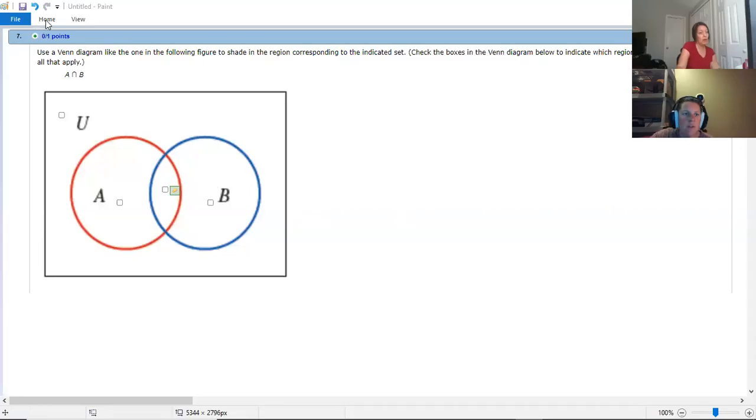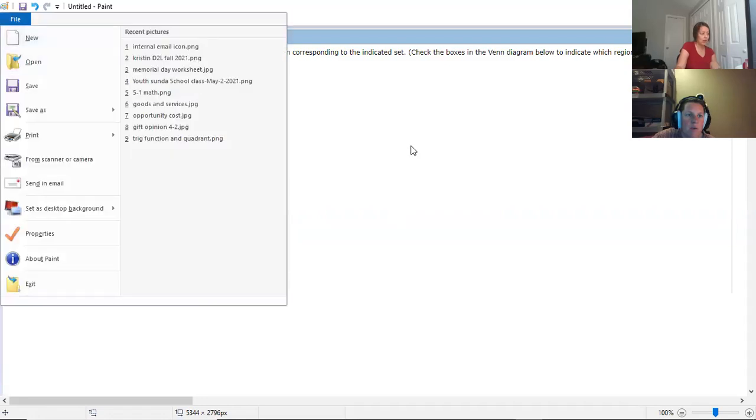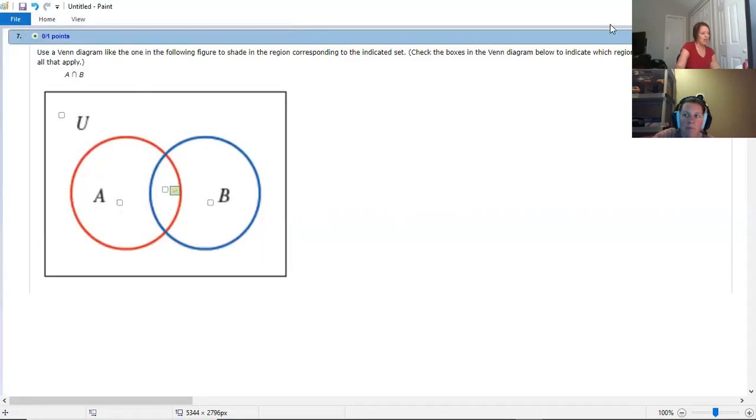Okay, so I'm going to show you this problem twice. I'm going to show you once the way it's written and then once if we were to change it. So we've got a Venn diagram below. We want to find A intersect B.